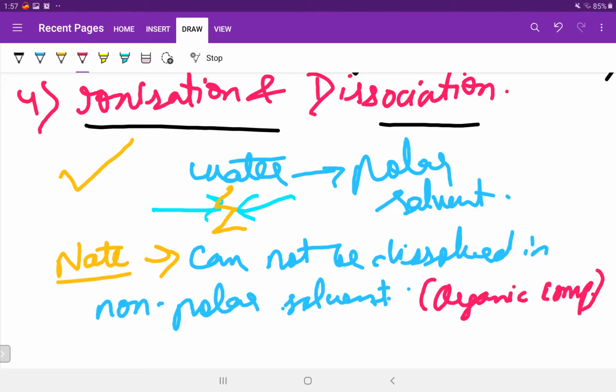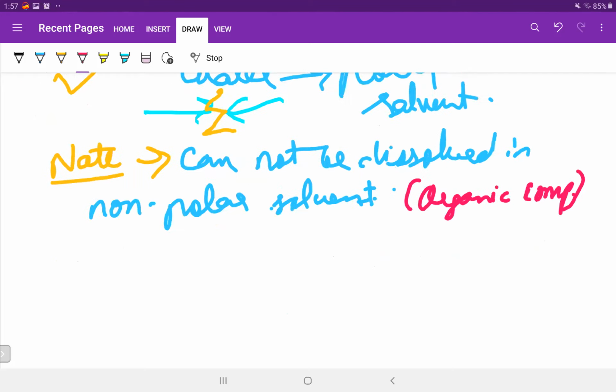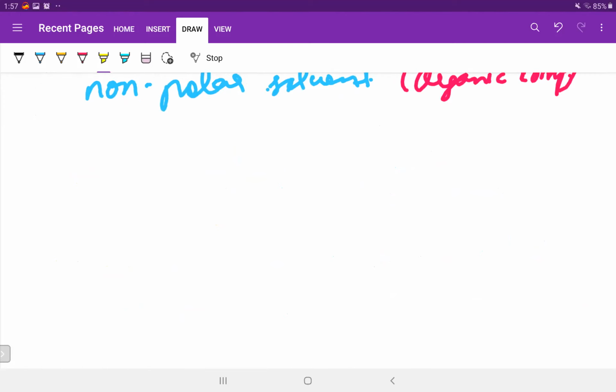Yeah, all the valencies of carbon are filled. They are not having any polarity, isn't it? So that's why these cannot be dissolved in a non-polar one. Now we are completed with electrovalent compound. Now we are moving on to the next compound, that is covalent compound.